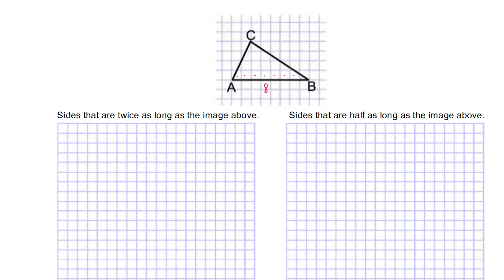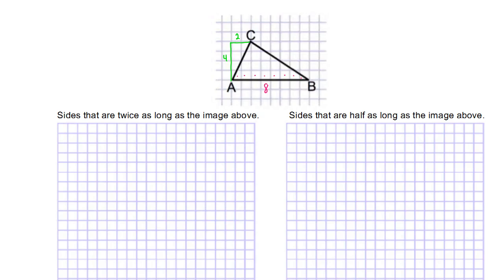So I see that it is 8 units from A to B. Now, side AC and side BC are on a diagonal, so I can't count the units like I did for AB. But what I can do for this triangle is note that to get from point A to point C, if I'm only moving in the vertical and the horizontal direction, I would have to go up 1, 2, 3, 4 units, and then I would head to the right 2 units. So that will help me when I need to double the size of this triangle.